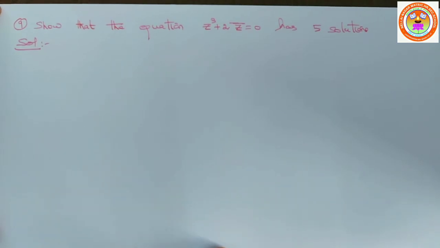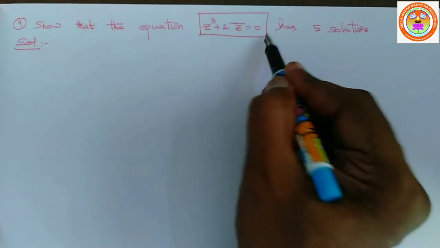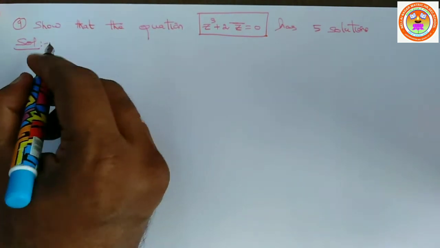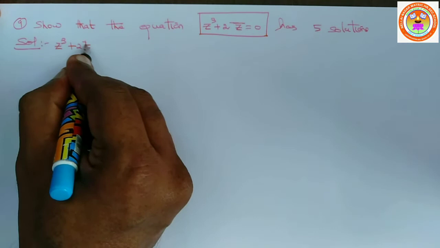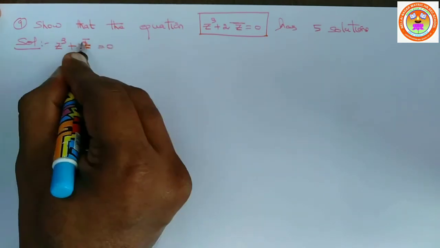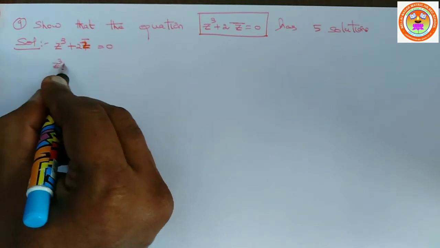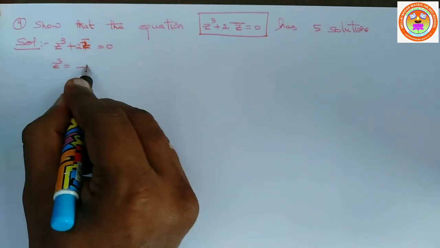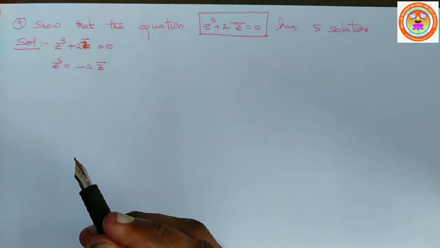Very, very important sum, the ninth sum. Show that the equation z cube plus 2 z bar is equal to 0 has 5 solutions. I need to show this equation has 5 solutions, so I am going to show how. First write z cube plus 2 z bar is equal to 0. If 2 z bar goes this way, it becomes z cube equals minus 2 z bar.